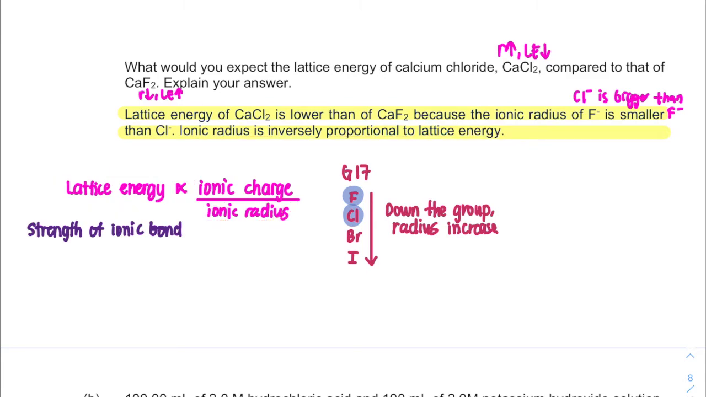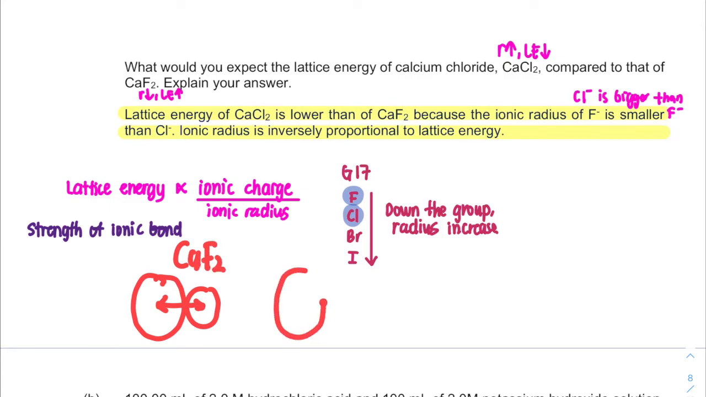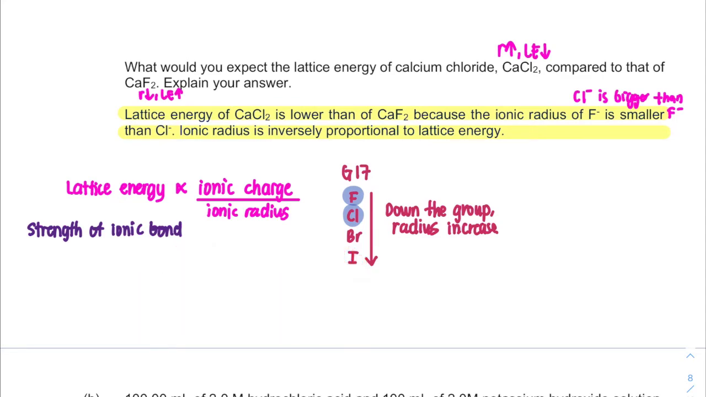Lattice energy is actually the strength of your ionic bond. So for example, we have our calcium, its radius is the same. F is a bit smaller. So this will be the ionic radius. This is Ca, this is CaF2. For CaCl2, assume it is the same, a little bit bigger. So as we can see, the ionic bond for CaF2 is stronger because it is closer. So the ionic bond is stronger compared to CaCl2.